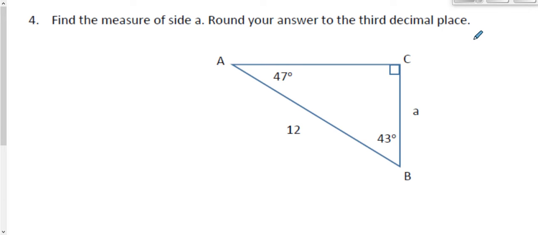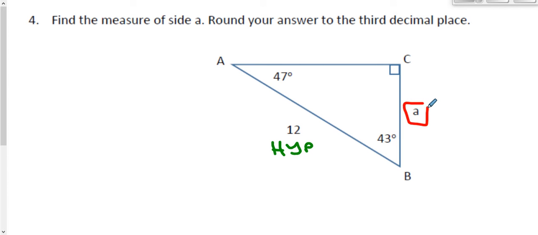And we are going to round our answer to the third decimal place. So we're going to have a decimal as an answer. So it looks like we've been given some information here. We've been given the number 12, which is the hypotenuse of this triangle. And we've been given two interior angles and the right angle. And that's all the information I have. And I need to find this missing side, A.